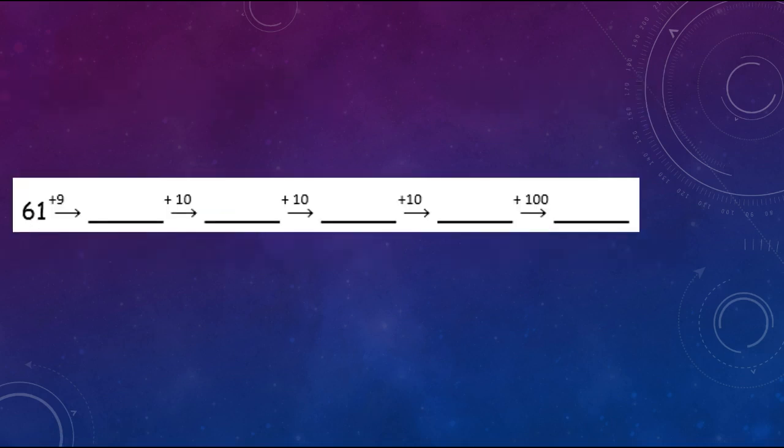Alright, now we have a little number sequence here. We started at 61, and then we're going to add 9. Then we're going to add 10. Then we're going to add 10 more. Then we're going to add 10 more. Then we're going to add 100. Go ahead and fill in those blanks by adding those numbers into it.